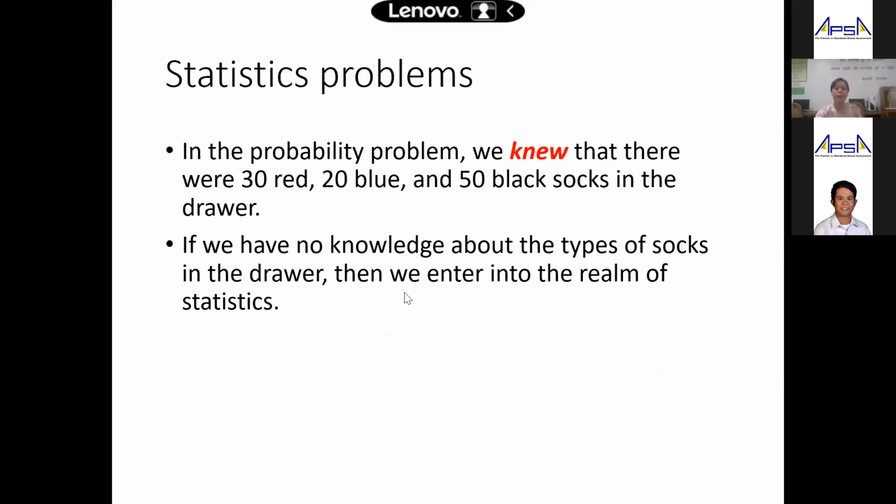But if we have no knowledge about the types of socks in the drawer, then we enter into the realm of statistics. Hindi na natin alam. Alam nyo lang, may drawer, may socks. There are socks inside. We don't know anything about the color. Pagka ganon, statistics na yun. So what kinds of problems can we solve?